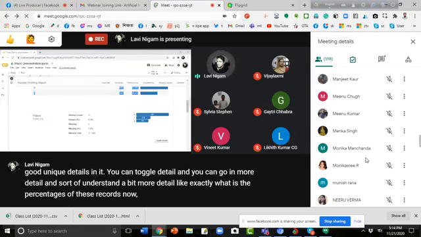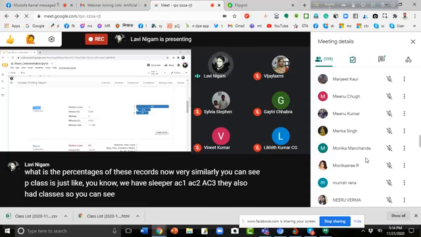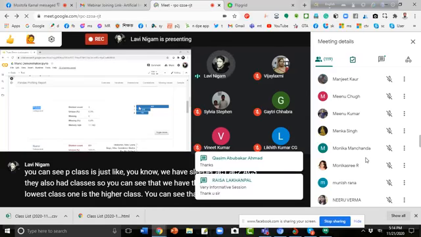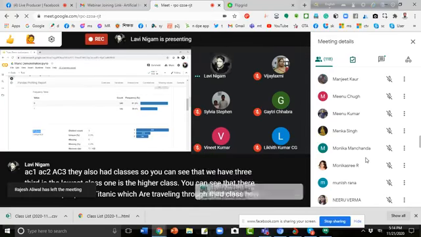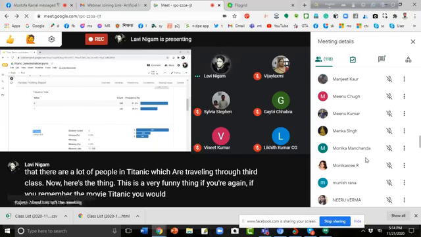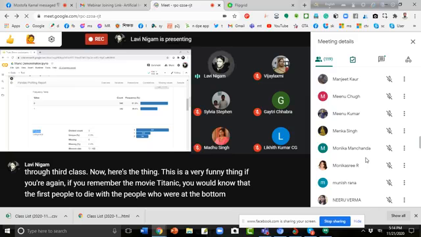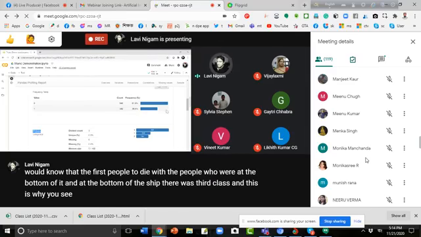Now, very similarly, you can see Pclass is just like we have sleeper, AC1, AC2, AC3. They also had classes. So you can see that we have three; third is the lowest class, one is the higher class. There are a lot of people in the Titanic traveling through third class. Now, here's a very funny thing. If you remember the movie Titanic, you would know that the first people to die were the people at the bottom of the ship, and at the bottom of the ship was third class. And this is why you see there are so many people in the third class.